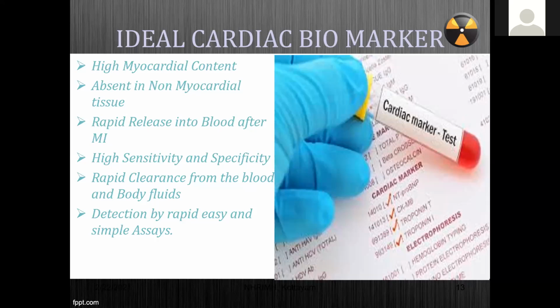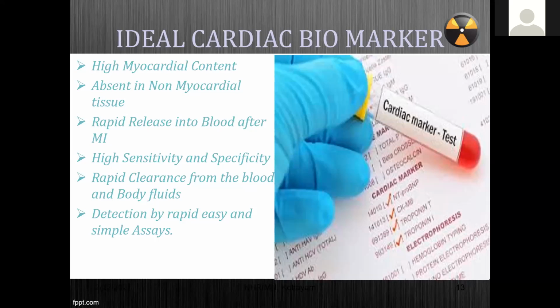Next is absent in the non-myocardial tissue. If it is also present in skeletal muscle, it is not a true cardiac biomarker. Next, rapid release into blood after the attack. As soon as the patient is having chest pain, within a few hours, we want the result. That is an ideal biomarker.